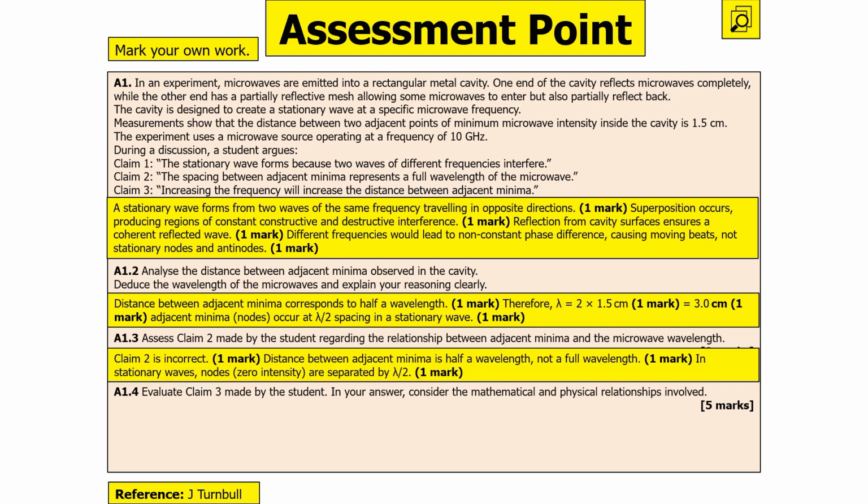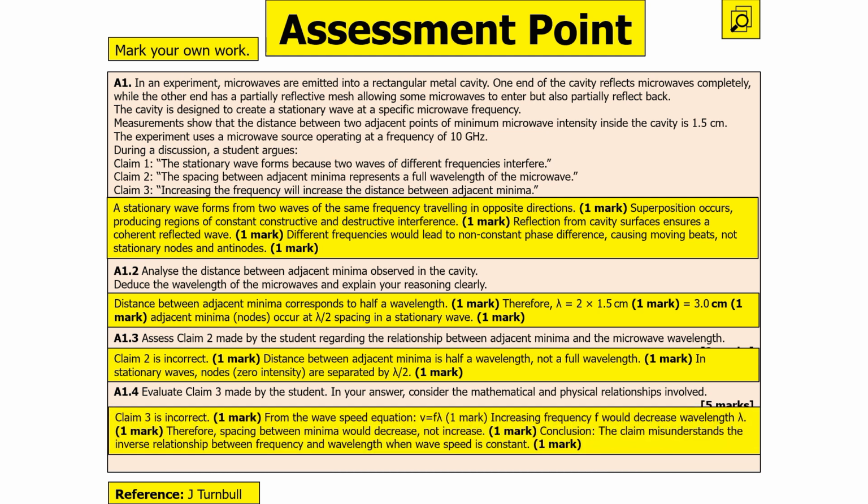Now claim 2 is incorrect. The distance between adjacent minima is half a wavelength, not a full wavelength. So in stationary waves, the nodes are separated by λ/2. Now claim 3 is also incorrect. From the wave speed equation v = fλ, increasing the frequency f would decrease the wavelength λ.